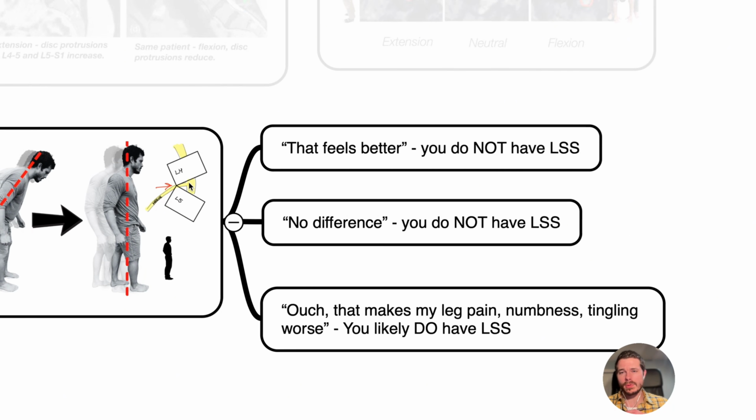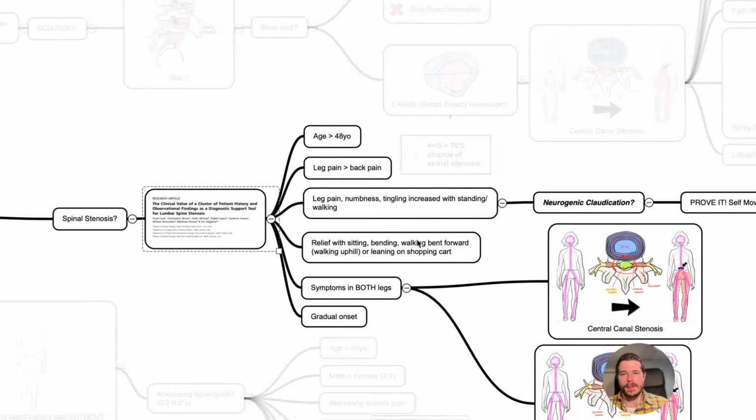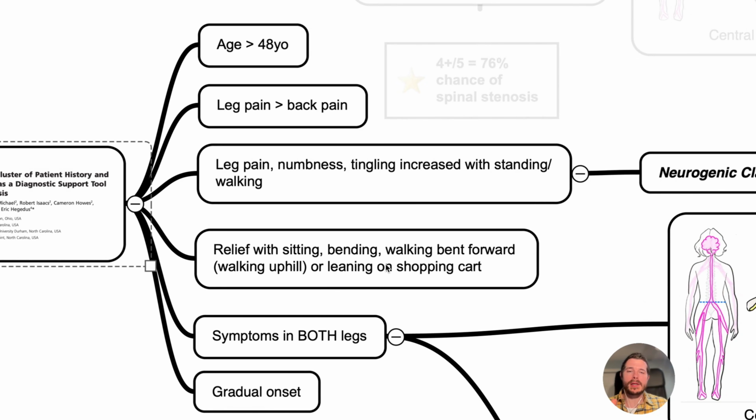If it makes you no worse, no better, no difference, you do not have lumbar spinal stenosis. If you say, ouch, that makes me way worse, then you likely do have it. Relief is often found by sitting, bending, walking bent forward, walking uphill or leaning on the shopping cart, but not always, as we just talked about.